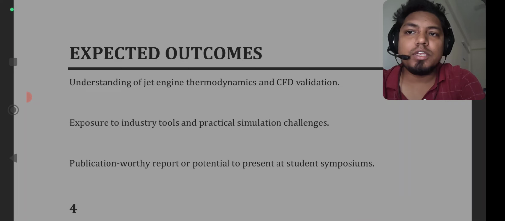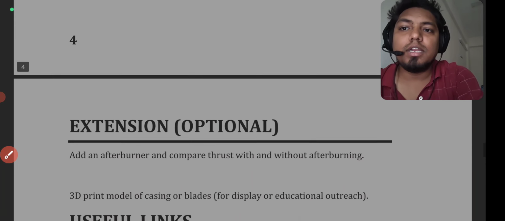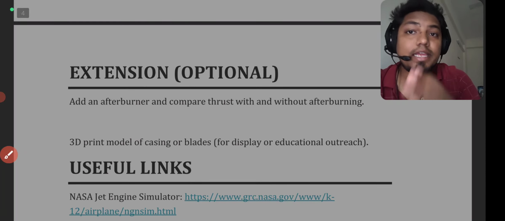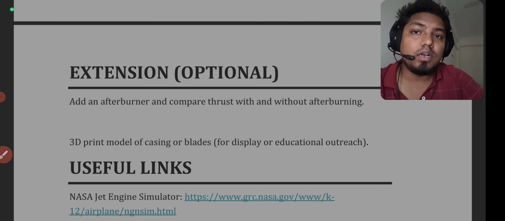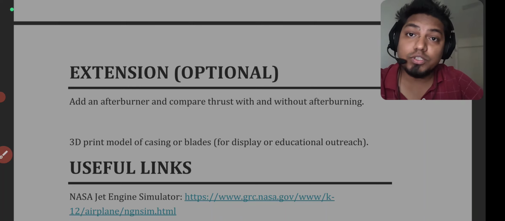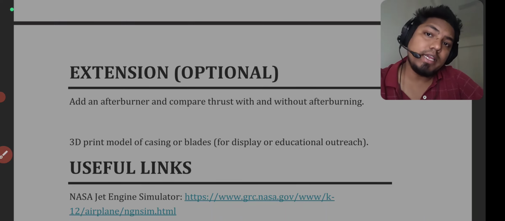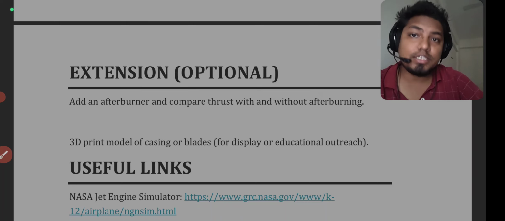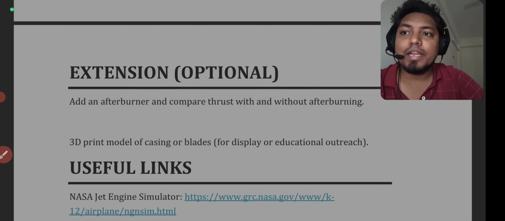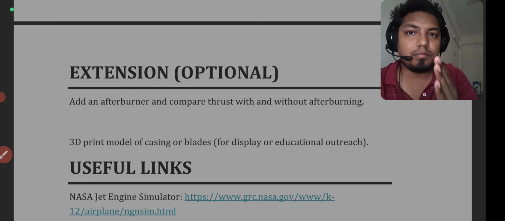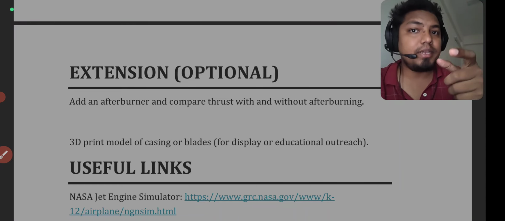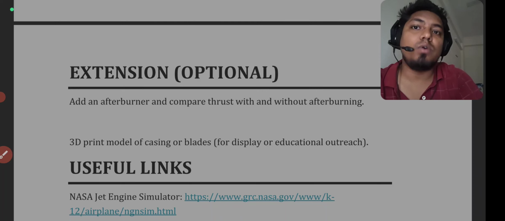Anyway, so this was interesting to know. Now some students can extend this work. Suppose in one year your senior did this project by seeing this video, then next year when your time comes, you can extend this project as optional. Like you can add an afterburner between the turbine and nozzle, and you can compare the result with afterburner and without afterburner.